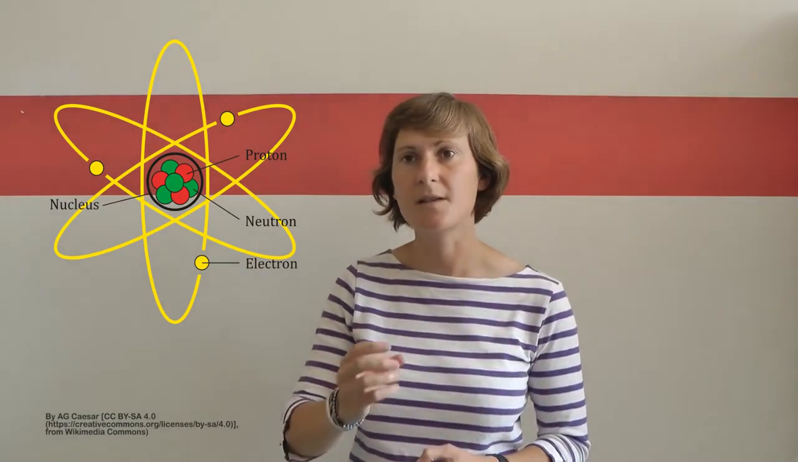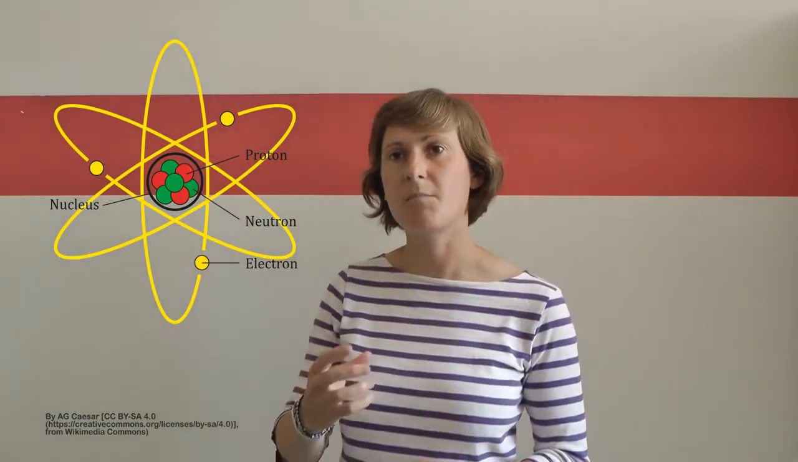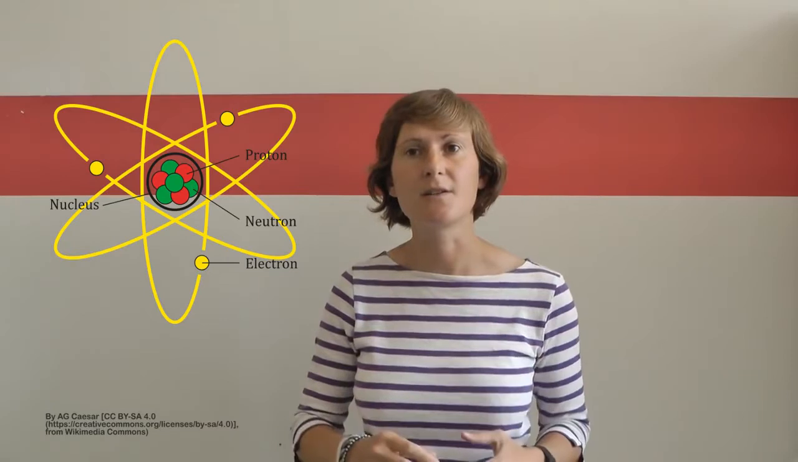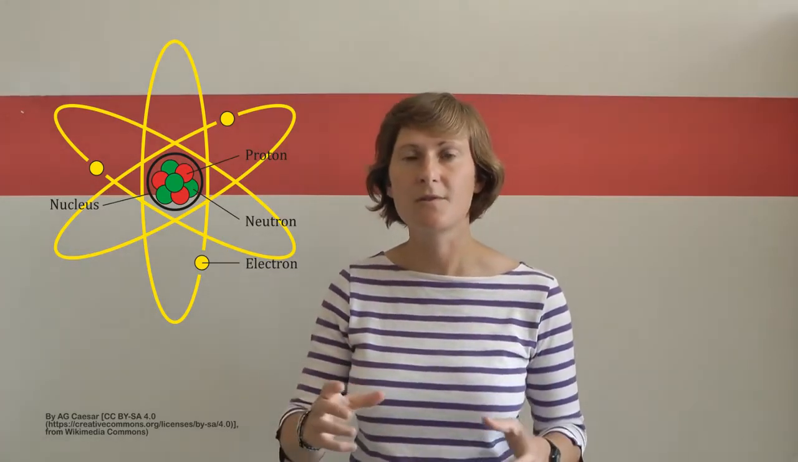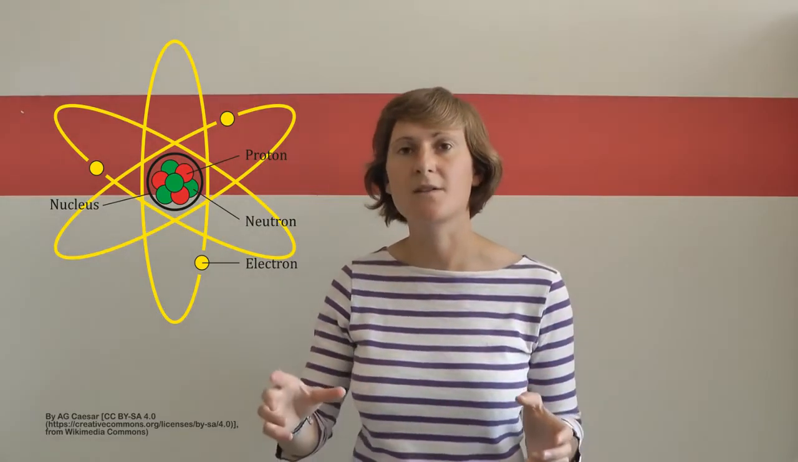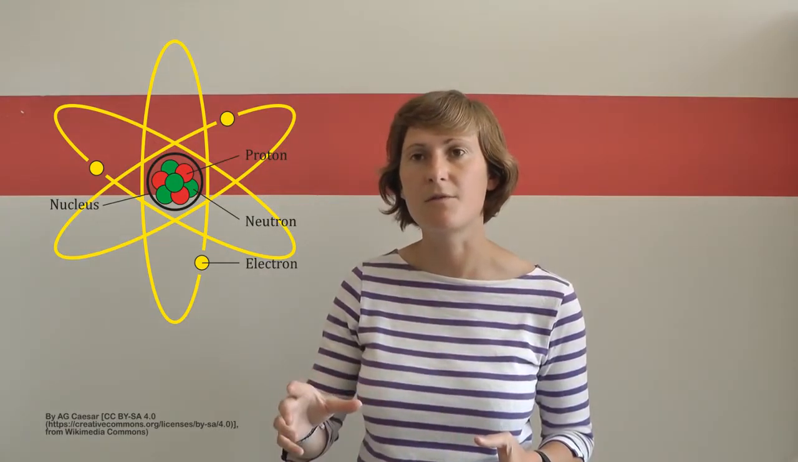So neutrons are in the centre of atoms in the nucleus, and they have no charge. Protons, also in the centre in the nucleus, are positively charged, and the electrons that orbit around the outside are negatively charged. In an atom, the number of protons and electrons are equal. And because the negative and the positive charge cancel each other out, that means atoms don't have a charge overall.